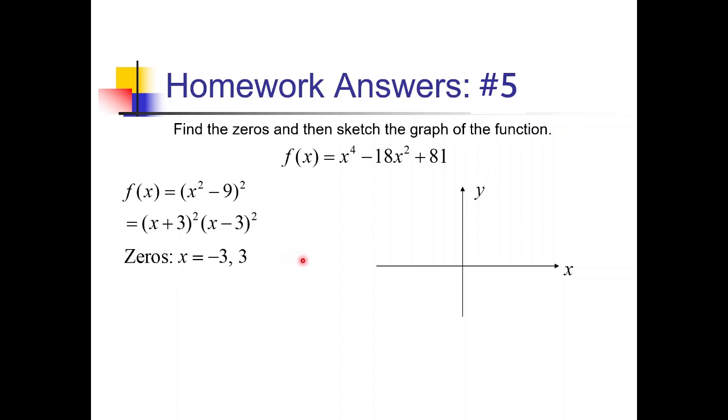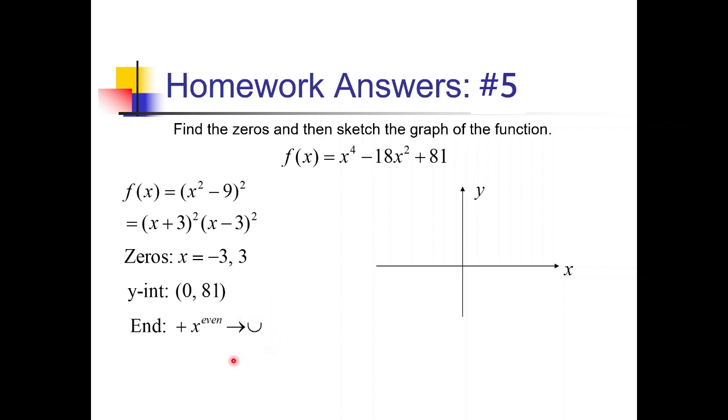Let me get a little bit more information now. The y-intercept is going to be this constant of 81 over here. So 0, 81. For the end behavior, we have a lead term of x to the fourth. That's a positive x to an even power. That means that I'm going to have an up parabola sort of look. We're going to be starting and ending above the x-axis.